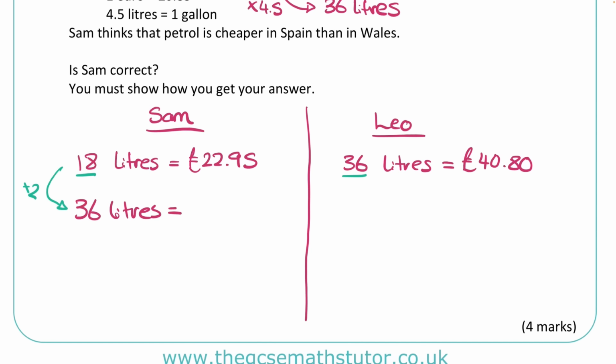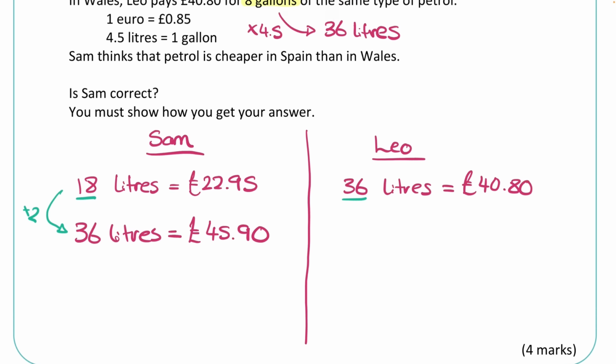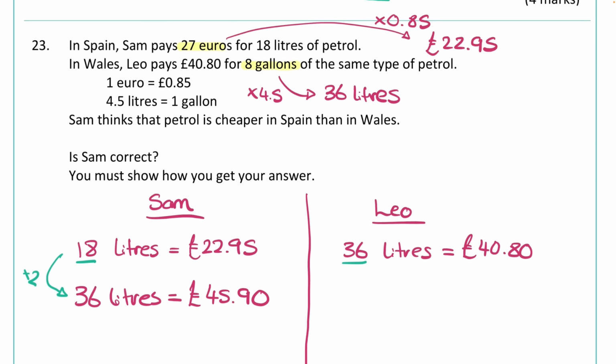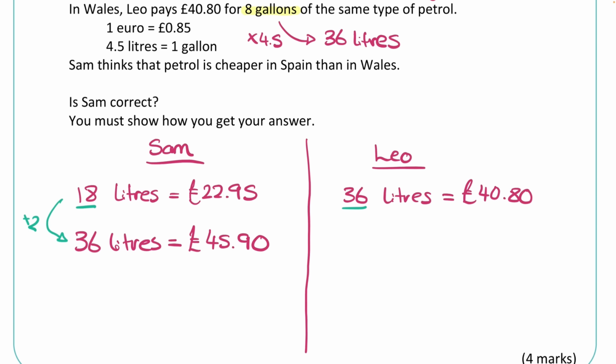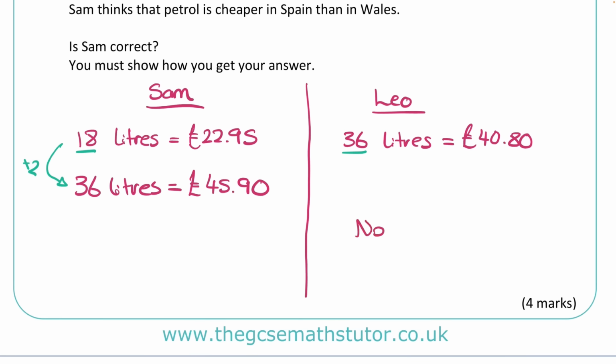£22.95 times 2 is £45.90. Now I have a comparable amount. You can see very clearly that Leo's is better. So Sam thinks that petrol is cheaper in Spain. Who was in Spain? Sam was in Spain. So no, he's incorrect. Leo's petrol there is cheaper. So is Sam correct? We would say no. Sam is not correct. I don't need to state any figures again, like a previous question. I just need to make that statement. No, Sam is not correct. And obviously just make sure that's backed up by very, very clear working out. And there we go. There is my cheaper amount.